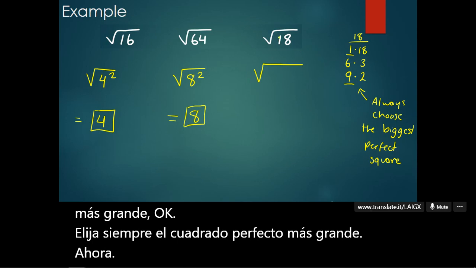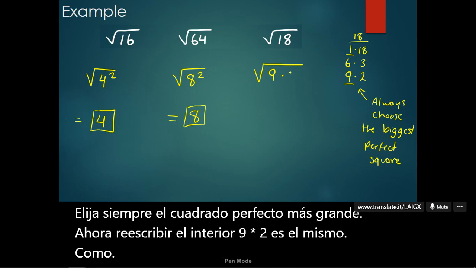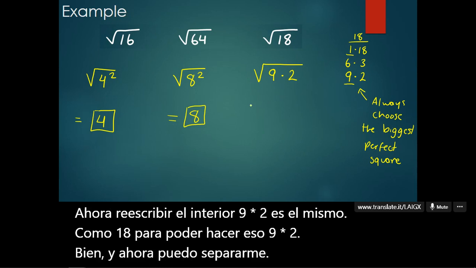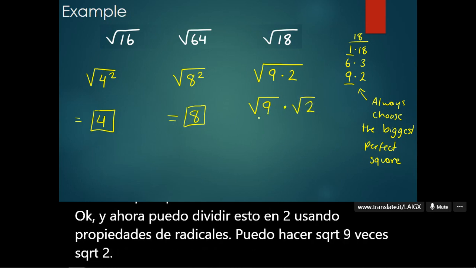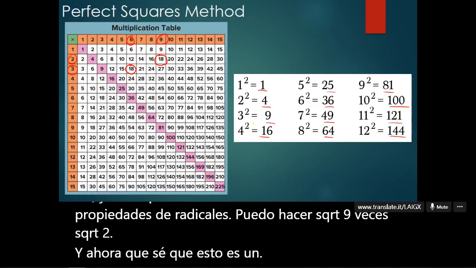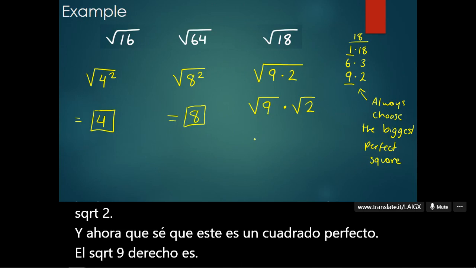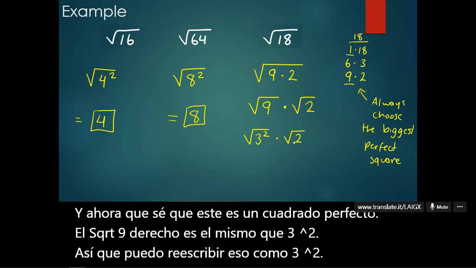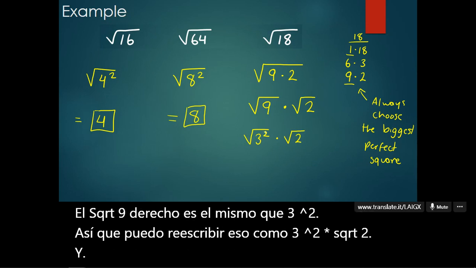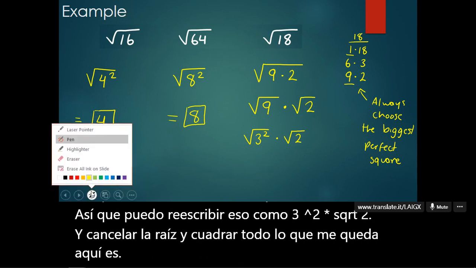Now, to rewrite the inside, 9 times 2 is the same as 18, so I can do that, 9 times 2. And now I can split this into 2. Using properties of radicals, I can do the square root of 9 times the square root of 2. Now that I know that 9 is a perfect square, the square root of 9 is the same as 3 squared. So I can rewrite that as the square root of 3 squared times the square root of 2. And canceling out the root and the square, all I have left is 3, just my base.